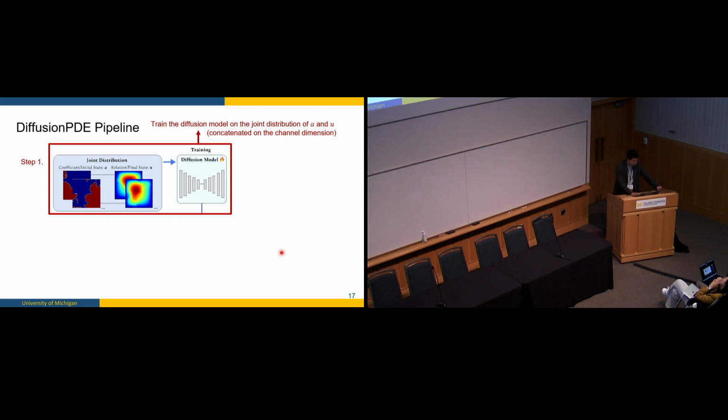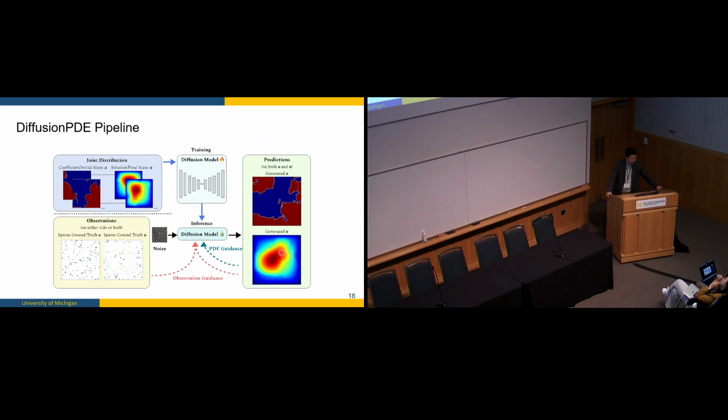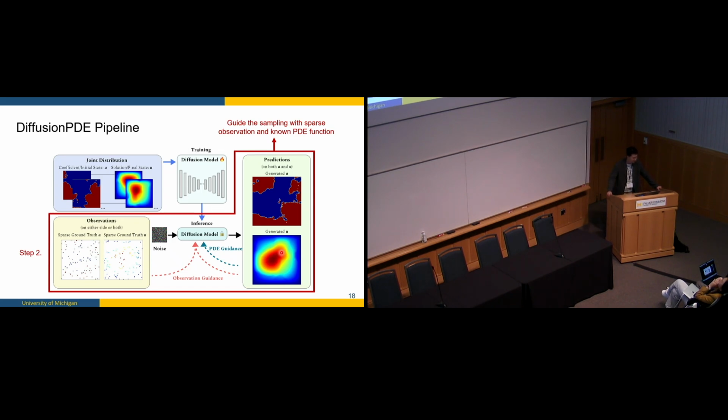And during inference, we use various guidance techniques in order to sample from this joint distribution, at the same time trying to respect the partial observation that we have at our hands, and also try to apply a PDE guidance in order to guarantee, or at least try to make sure, that your output respects the physical constraints described by the partial differential equations. Okay, so in this phase, different from the regular unconditional diffusion sampling, we guide this denoising process with our sparse observations and known PDE equations.